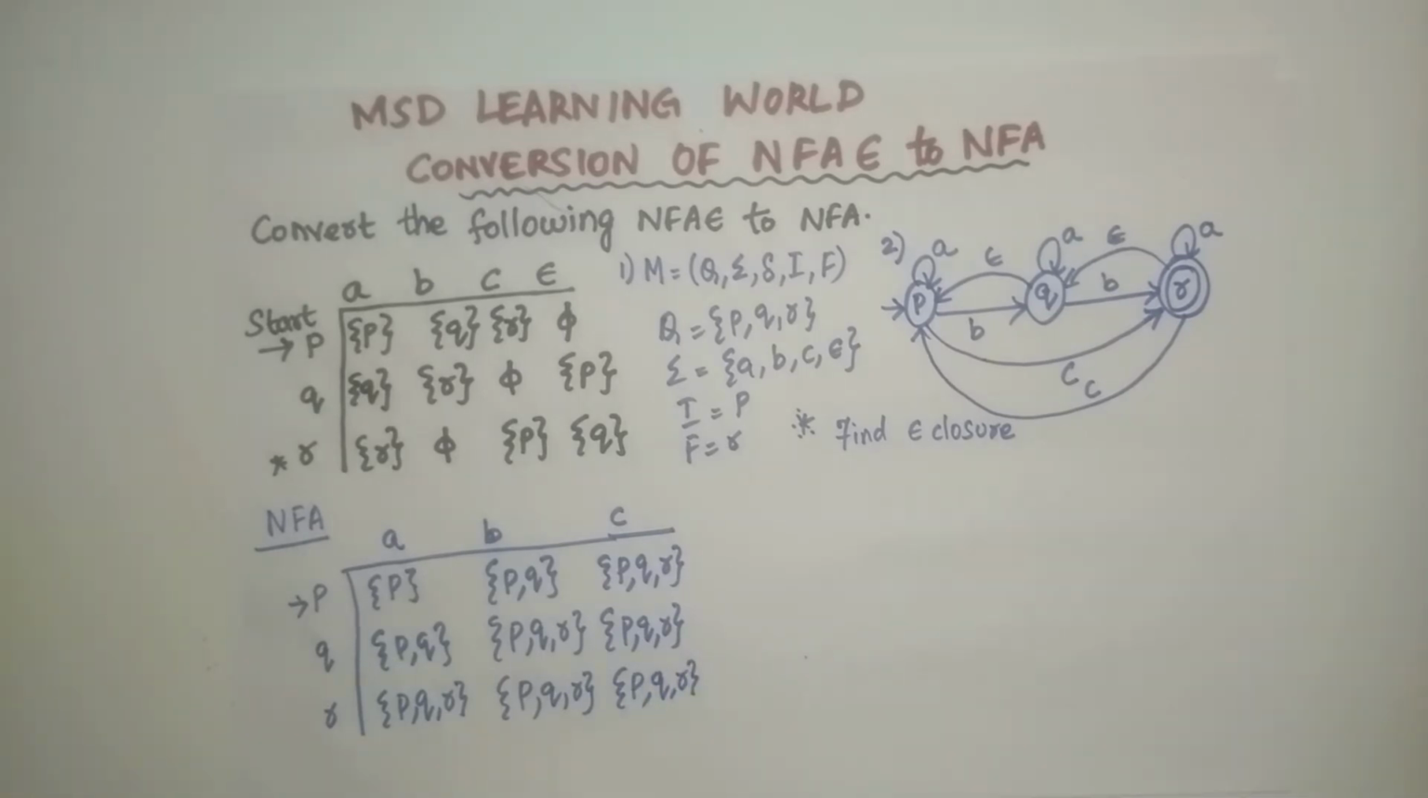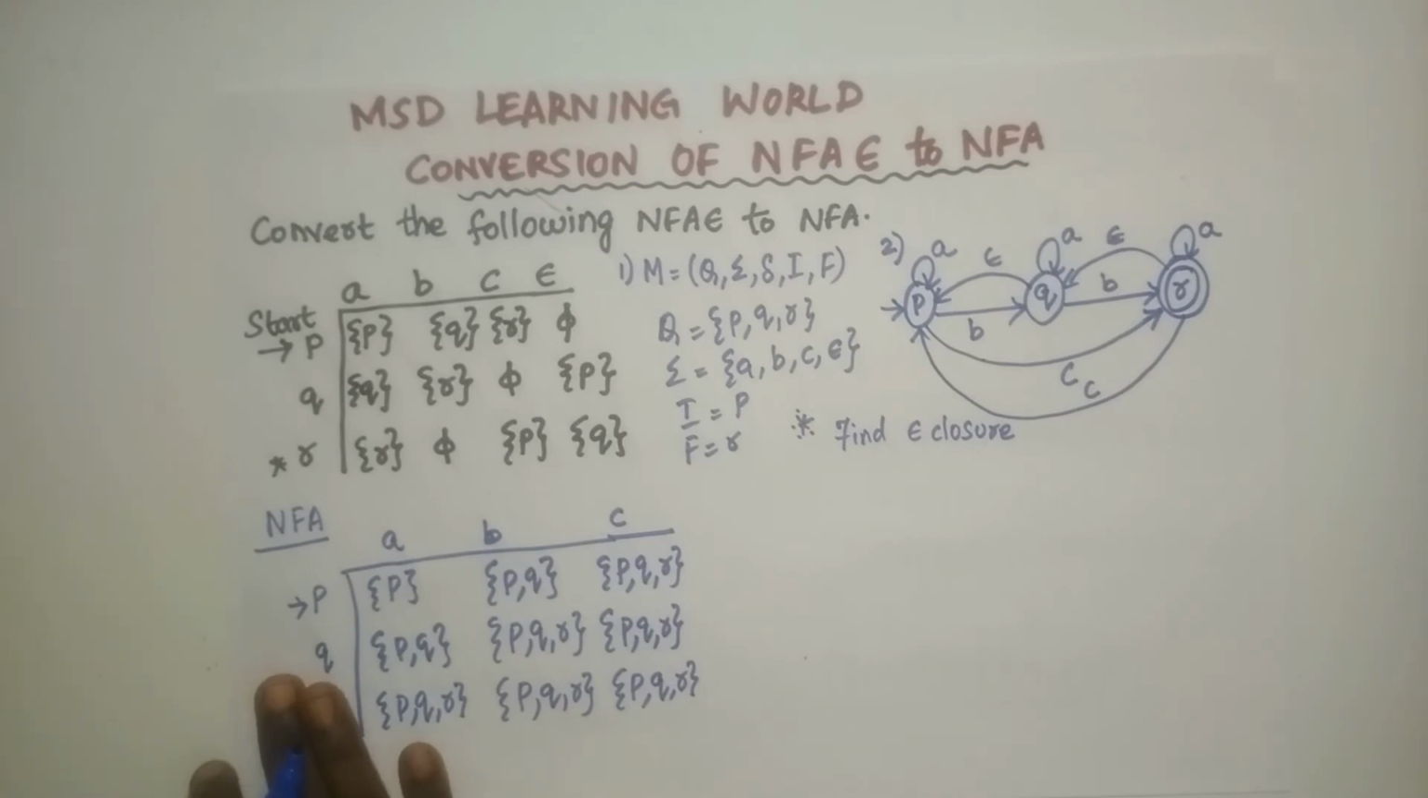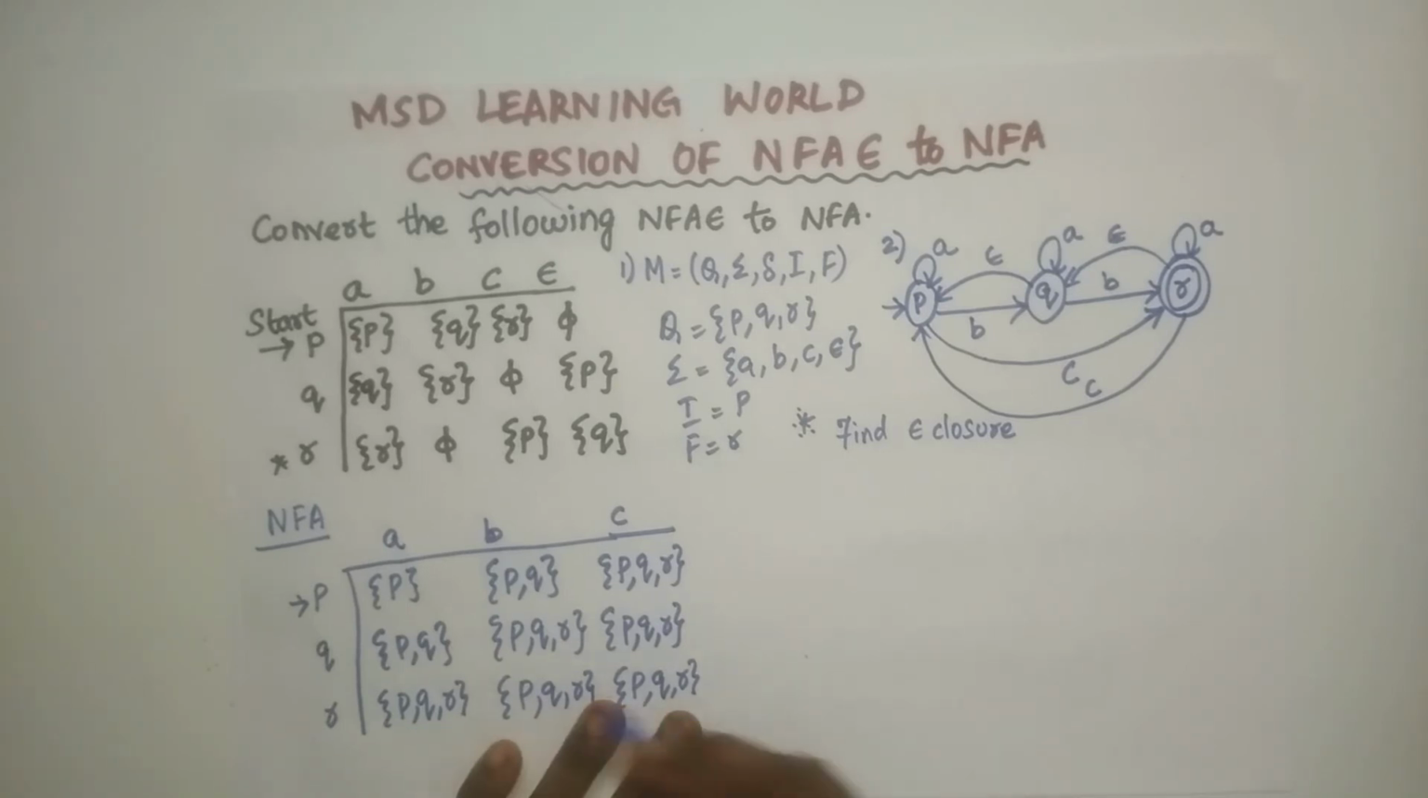Now when we are marking the final state, here I have marked the initial state as P. Now you have completed your NFA creation. But for the given NFA epsilon machine, the starting state is P. So for the NFA that you have created also, the starting state is going to be only P. But when you are marking the final state, you have to remember which will be the final state. So you need to check the epsilon closure of all the states.